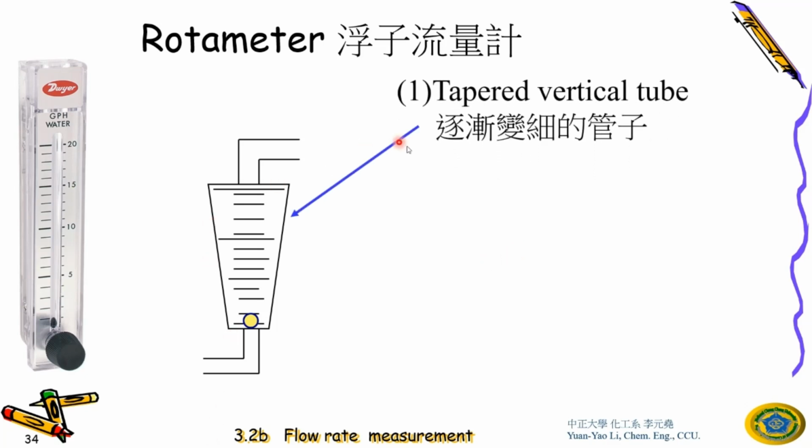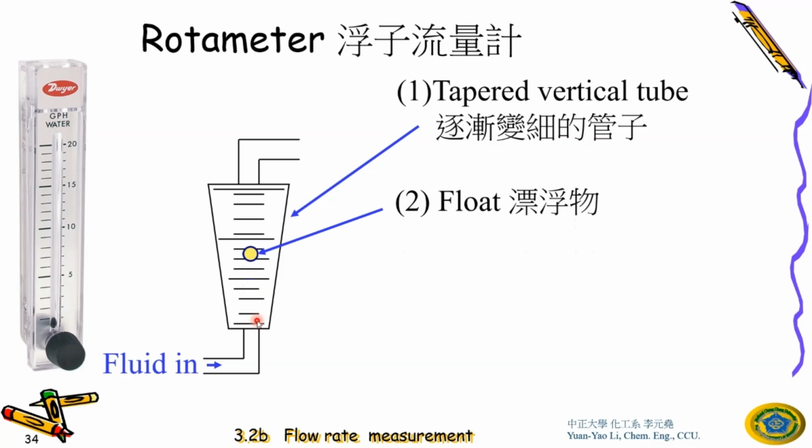The first piece of information is a tapered vertical tube. You can write in Chinese if you want, but I would prefer you write in English. Of course, your score won't go up. The second piece of information: flow in, fluid out. It can be gas, it can be liquid. If you have gas flowing in, of course, this float will go up, right? This is the float. And it will stay here.